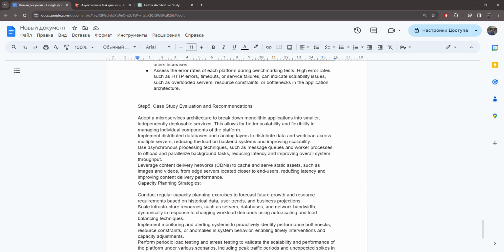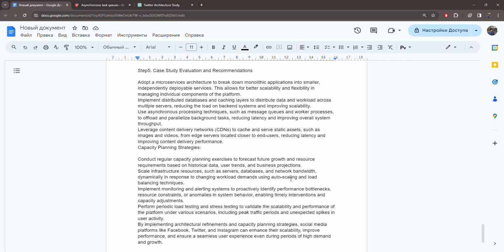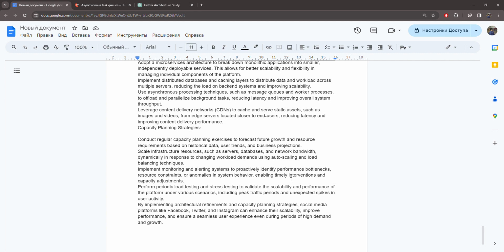So, case study evaluation and recommendations. There are some recommendations. We recommend you use microservice architecture, use caches, use asynchronous processes. I hope you know what it is, because I pointed it out before. So use these strategies for scalability, and your application will work great and successfully.